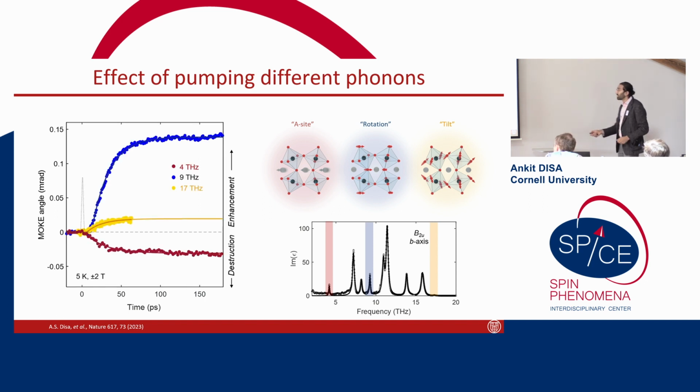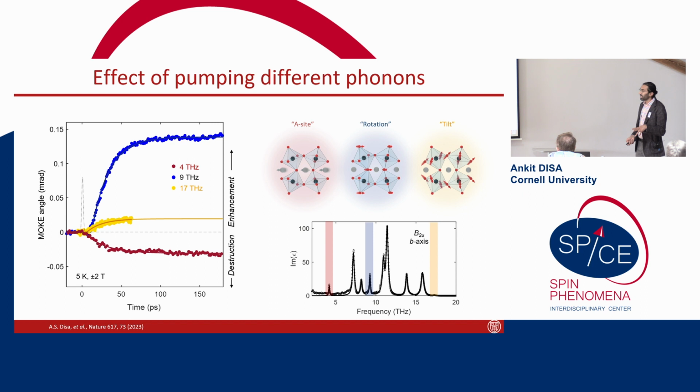And the first thing you can see here, these are the MOKE traces for the 3 different phonons that we drove. And the dotted line is the pump profile. And what you can see is that depending on the phonon that you pump, you can either enhance or weaken magnetism. And the magnitude of this change in magnetization depends on that phonon.